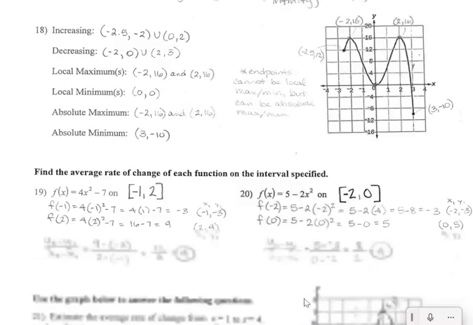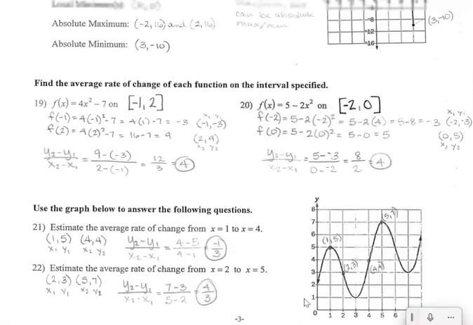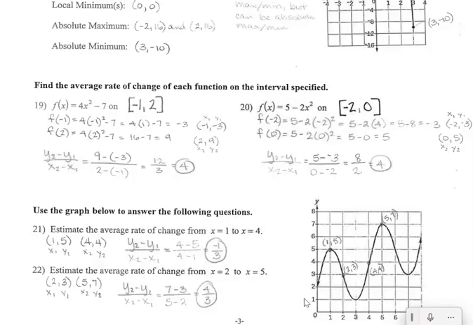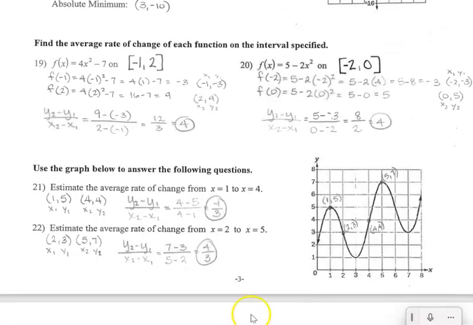All right, so then the next thing they asked us to do was average rate of change. Average rate of change, if you remember, was the same thing as our slope formula, y2 minus y1 over x2 minus x1. So it says find the average rate of change of each function on the interval specified. Notice this is not parentheses. This is not a point.